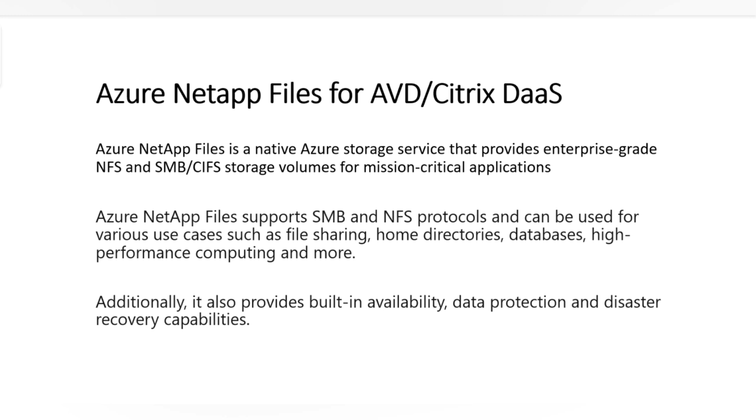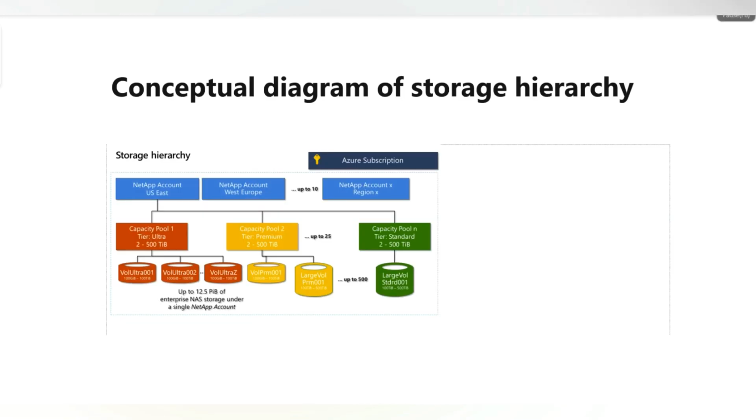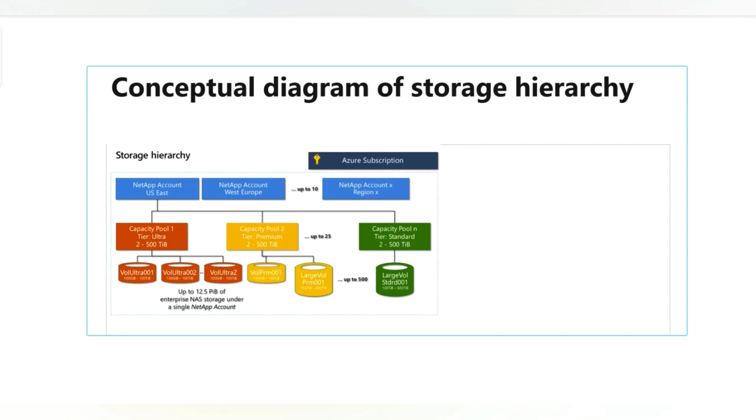In a nutshell, Azure NetApp Files is a file-sharing solution that supports SMB and NFS protocols, and you can use it for your mission-critical applications such as database, file sharing, home directory, VDI profile, etc. Let's see the conceptual diagram of the storage hierarchy in Azure NetApp Files. As you can see, we have an Azure subscription and then a NetApp account. Under that, we have a capacity pool. Then we have our volumes, which are nothing but our shares.